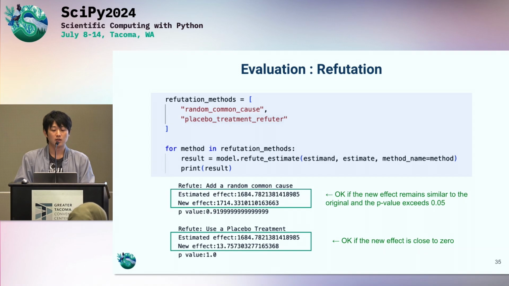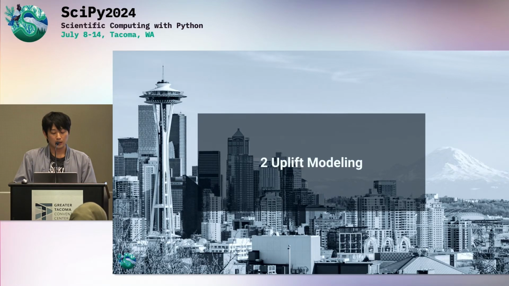And secondly, the placebo treatment method replaces the treatment variable with a random variable. If this model is robust, the refuted result should be closer to 0. In this case, the refuted value is 13, which is much closer to 0 compared to the original value of 1684. So this indicates that this model is robust. So let's move on to the next modeling, uplift modeling.